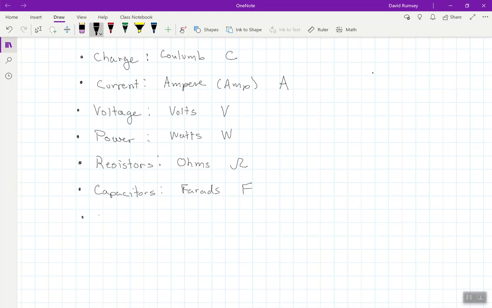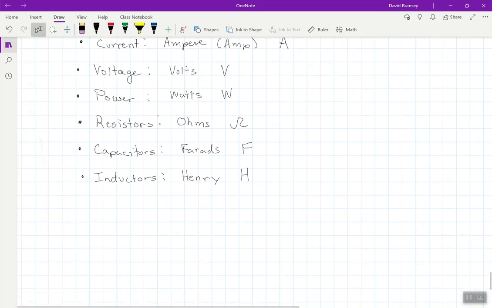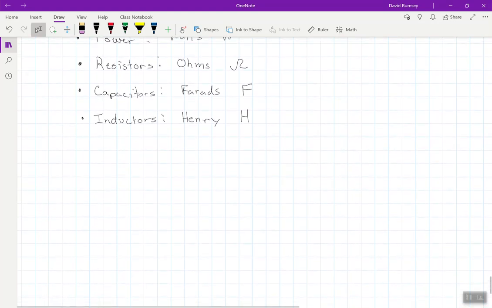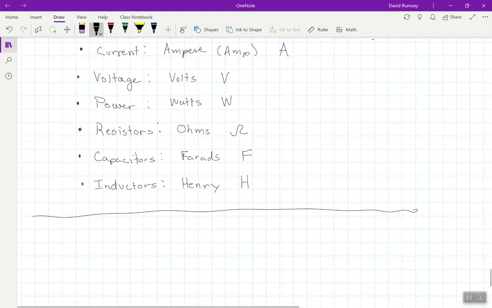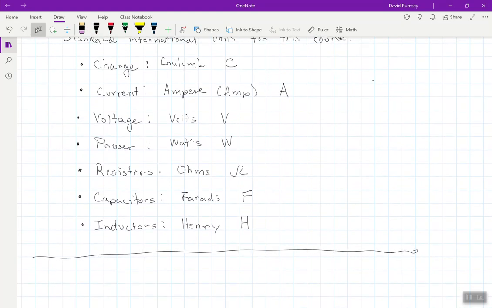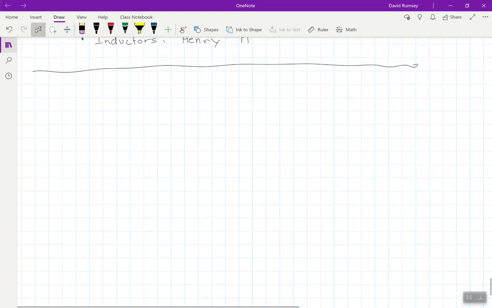And then there's also inductors, and these have a unit of henries, and again, that's named after a person, and we use capital H for Henry. Now, the other objective here, so that's our first objective, is just being kind of familiar with some of the units we'll be using. Obviously, when we start looking at these, we'll talk about them a little bit more in detail.